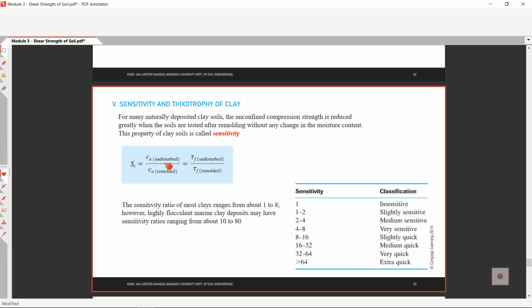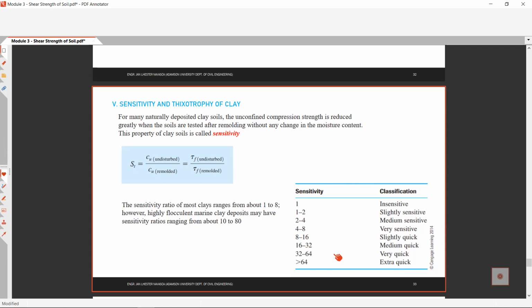Okay, so the sensitivity formula is the shear strength for the undisturbed soil divided by the shear strength of remolded soils. So the sensitivity ratio for most clays ranges from about 1 to 8. However, for highly flocculent marine clay deposits, it has a sensitivity ratio from 10 to 80. This table shows the sensitivity of clay in different classifications of soil.